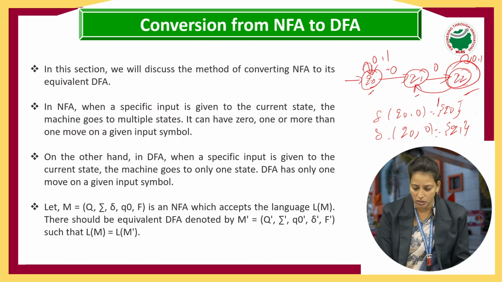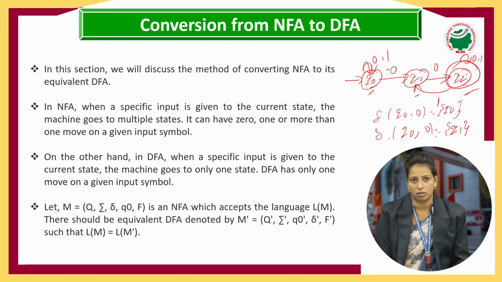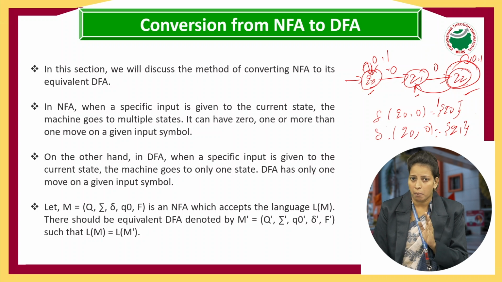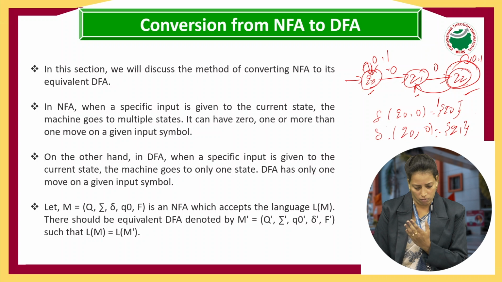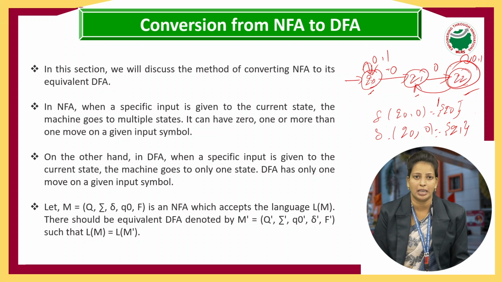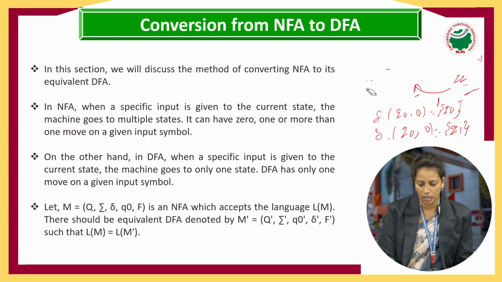Here Q1 of 0 goes to Q2. But Q1 of 1 has no next state. In NFA, there may or may not be a next state. It contains 0 or more than 1 move for a given input symbol. That is NFA. DFA also contains 5 tuples.